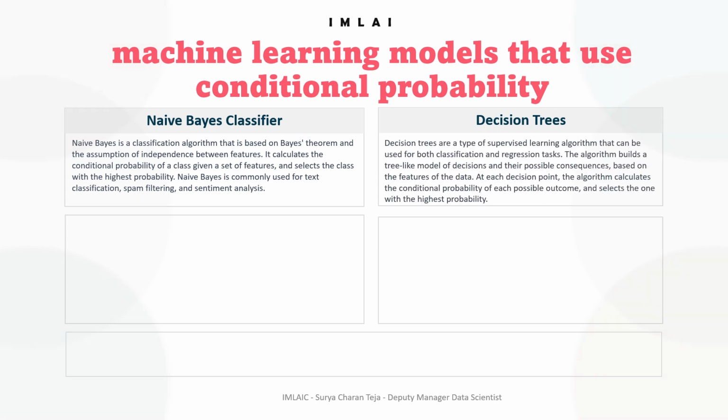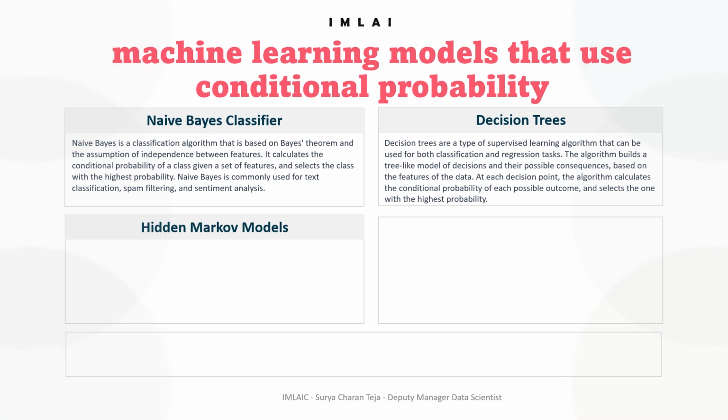Decision trees are a type of supervised learning algorithm that can be used for both classification and regression tasks. The algorithm builds a tree-like model of decisions and their possible consequences based on the features of the data. At each decision point, the algorithm calculates the conditional probability of each possible outcome and selects the one with the highest probability.